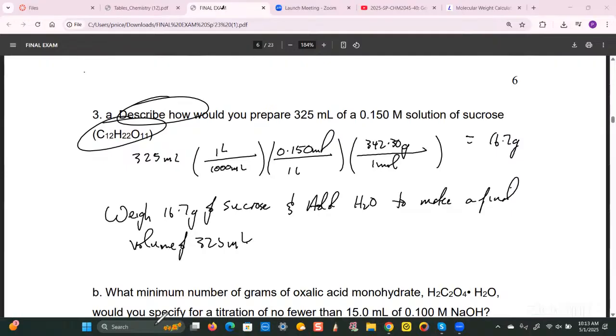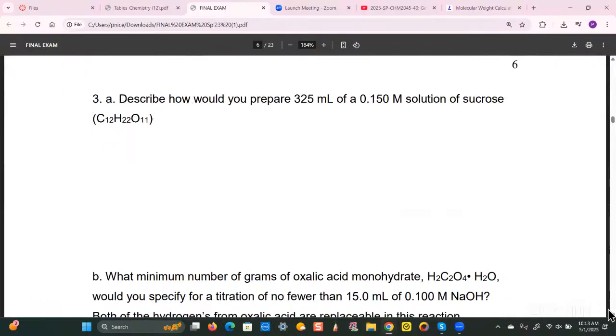Okay. Now, an incorrect answer would be you measure 325 mils of water and add it to the sucrose, right? That's incorrect. And the reason why is because in practice, there's no guarantee that the final volume, if you do it that way, would be 325, right? So please make a note of that. You add water until the final volume of the solution is 325 mils. Okay. Any questions about this? Any questions? Okay, let me clear this, and let me move on to B.